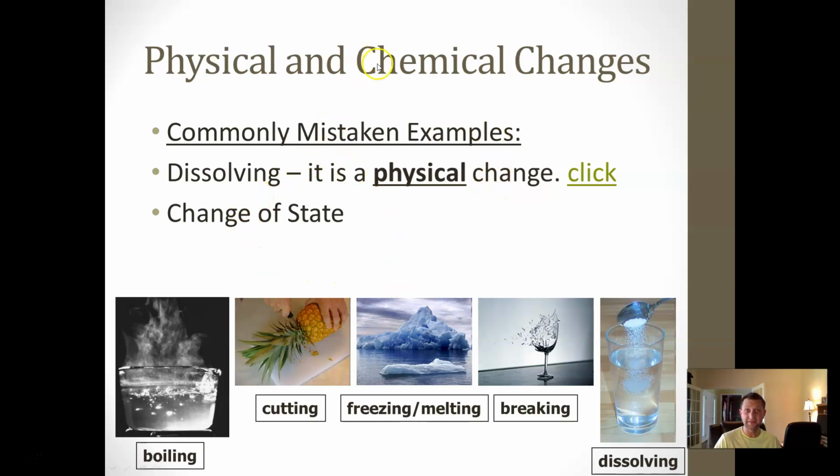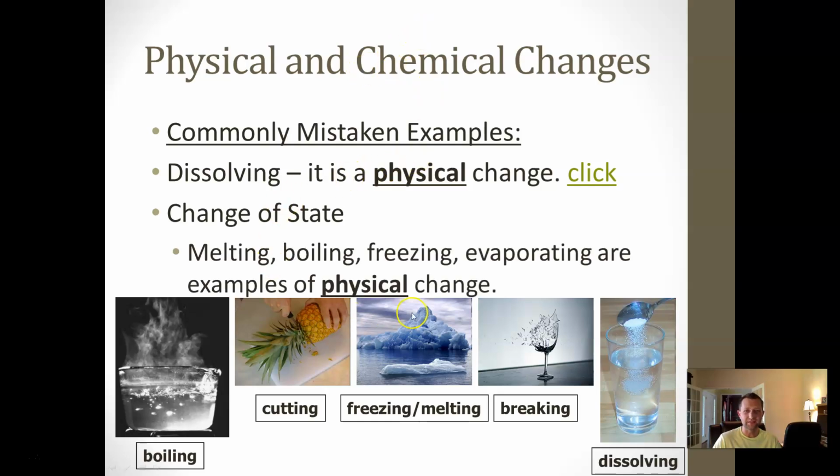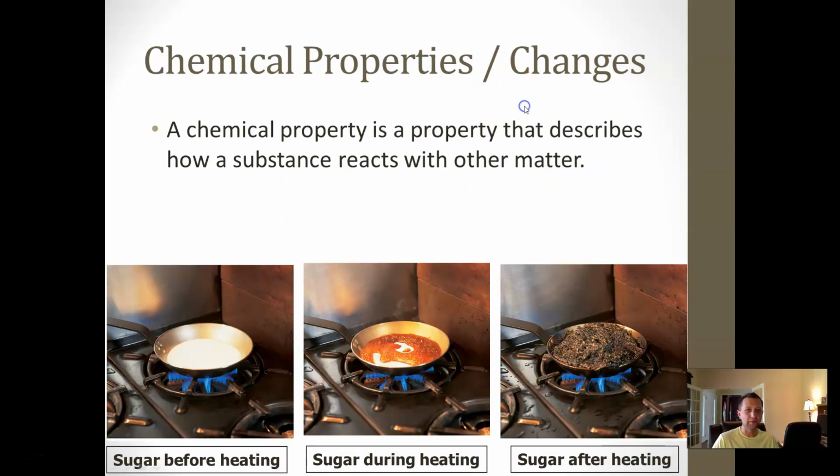A lot of other things that you're going to look at are going to be chemical changes. So you can see those. I already have them listed here for you. Okay, a chemical property kind of goes along with chemical change here. A chemical property is a property that describes how a substance reacts with other matter. So we can safely say that if you light something on fire, then the formula of that substance is going to change, right? So we can say flammability is a chemical property.